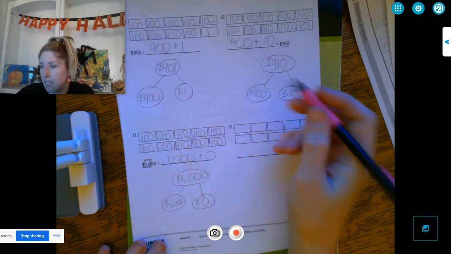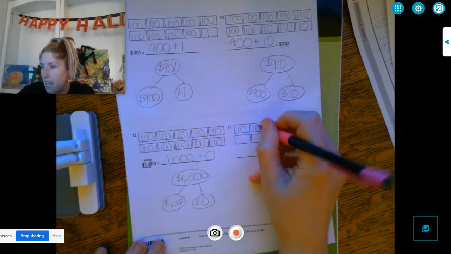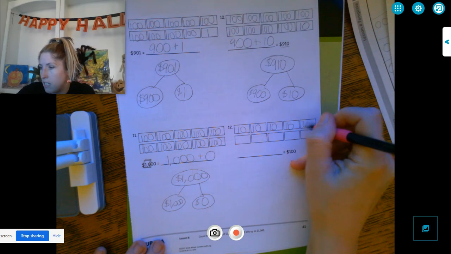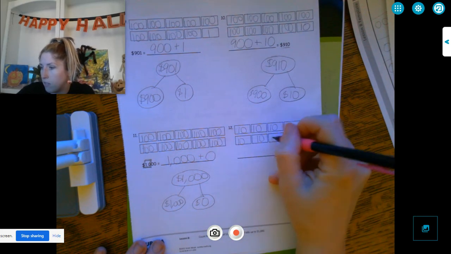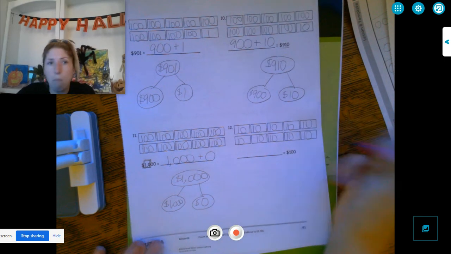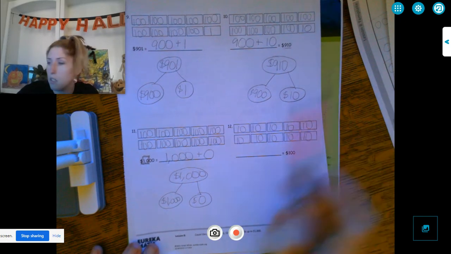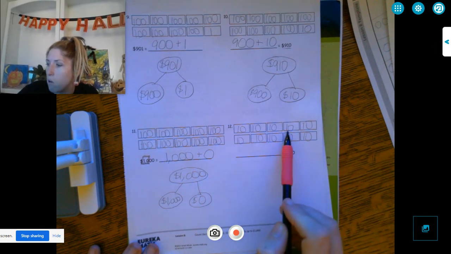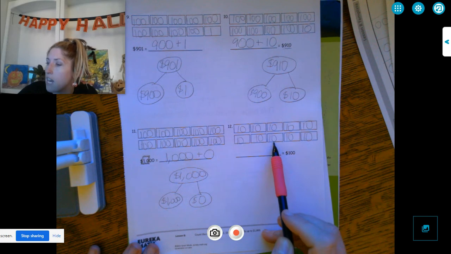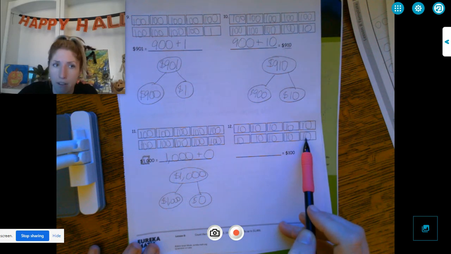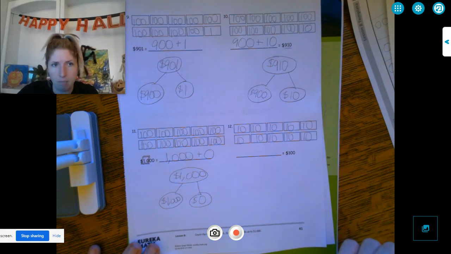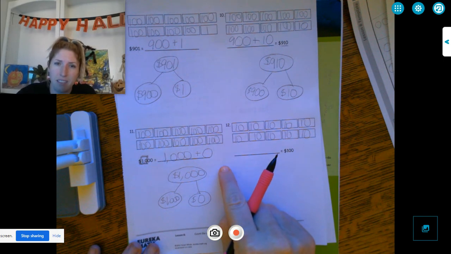10 tens makes 100. So we can write 10 times on these bills. And when we count by tens and add them up, they should equal 100. So 10, 20, 30, 40, 50, 60, 70, 80, 90, 100. Perfect.